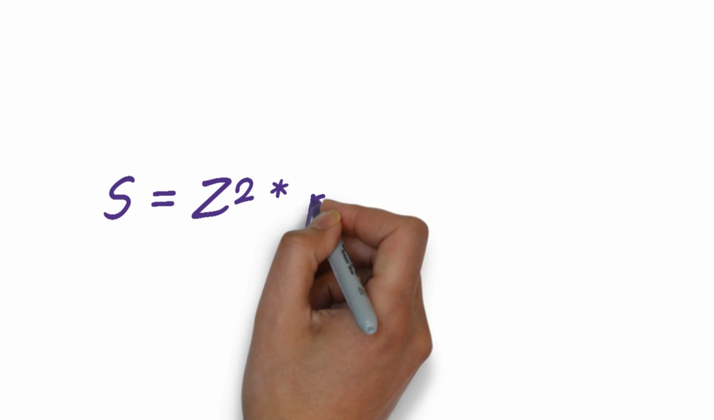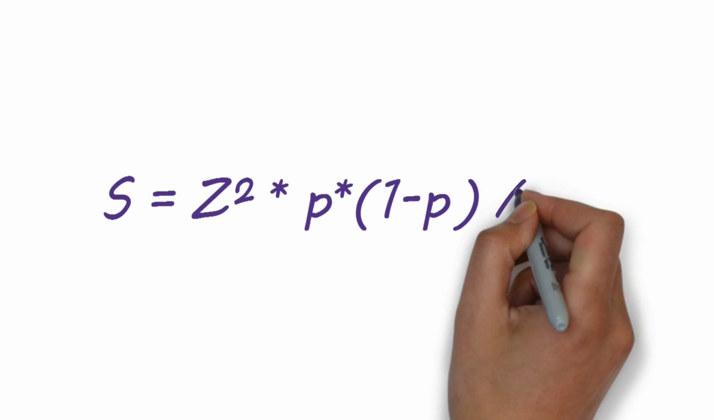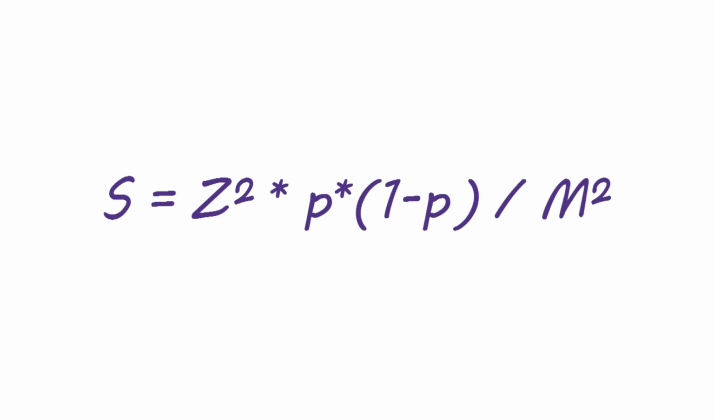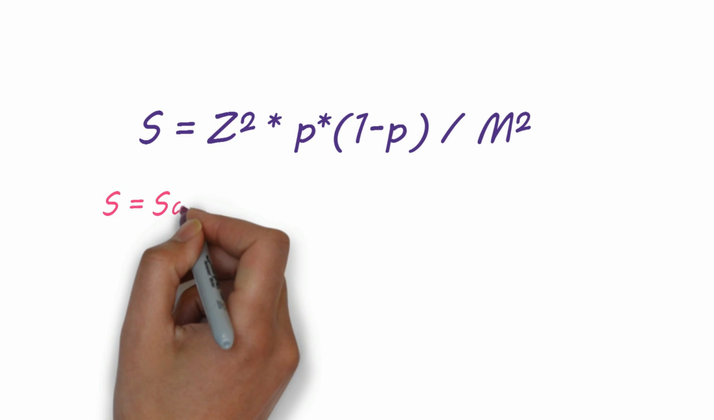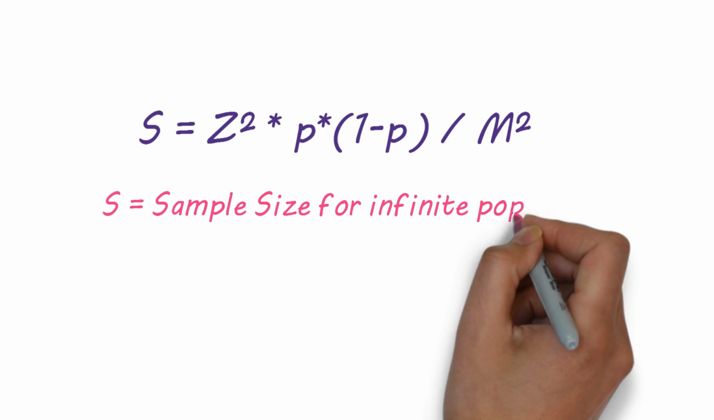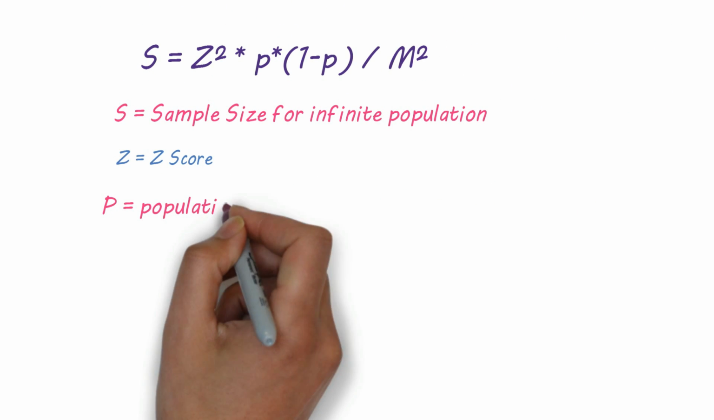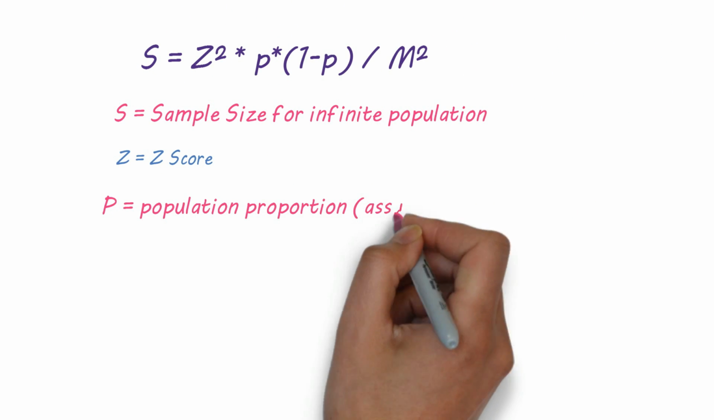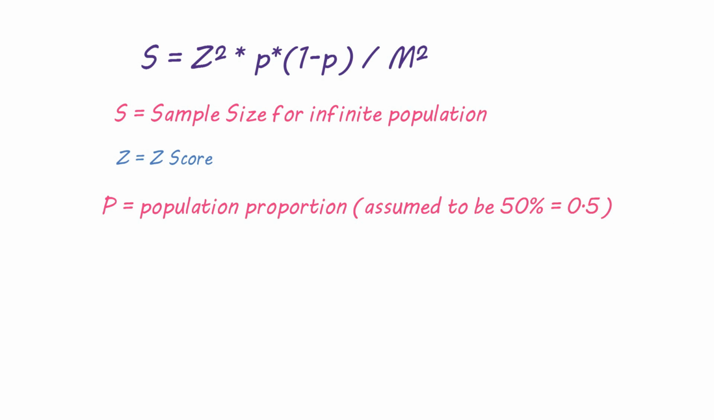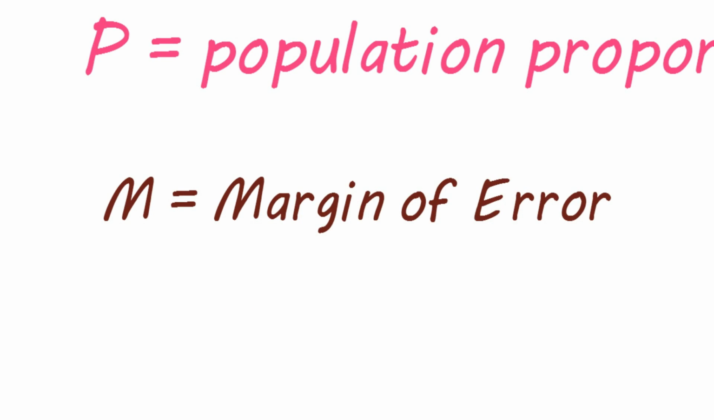This is the formula which we use to calculate sample size for infinity population, where S is sample size for infinity population, Z is Z square, P is population proportion. We assume population proportion as 50%, which is 0.5. M is margin of error.